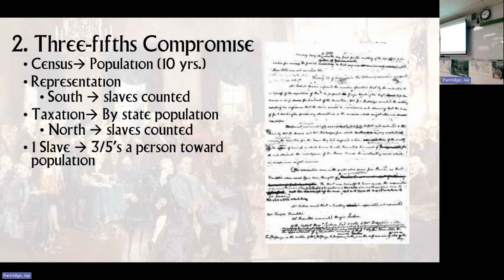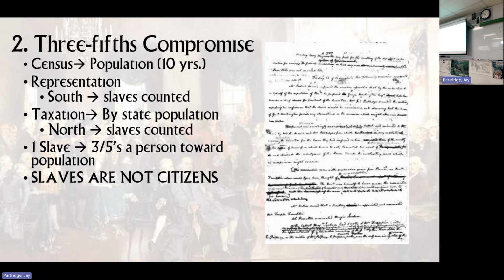The 3/5 compromise. Now, I want to be very clear about this. This has nothing to do with slaves having rights, because they're slaves. It has nothing to do about voting. Slaves are not citizens. They don't have 3/5 of rights, or 3/5 of a vote, or 3/5 of a member of the legislature. It's just towards population.